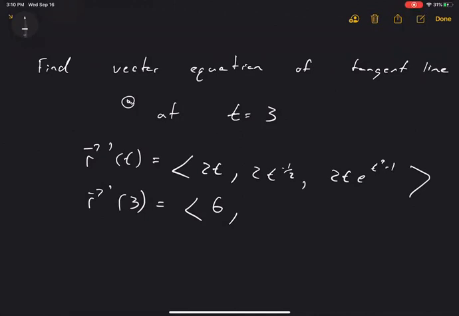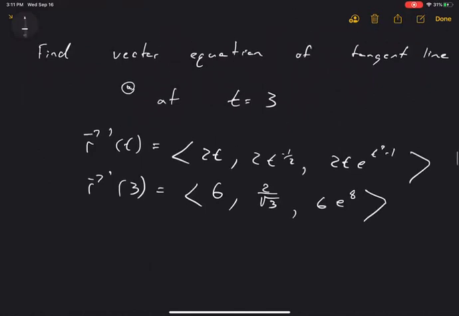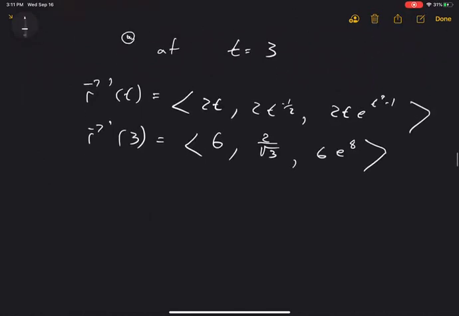6 times 2 over square root of 3 times 6e to the 8. Okay. So that's my tangent vector at t equals 3. Okay. But again, this is still just part of the problem. I want to find the equation of the tangent line at t equals 3. So what do I need?